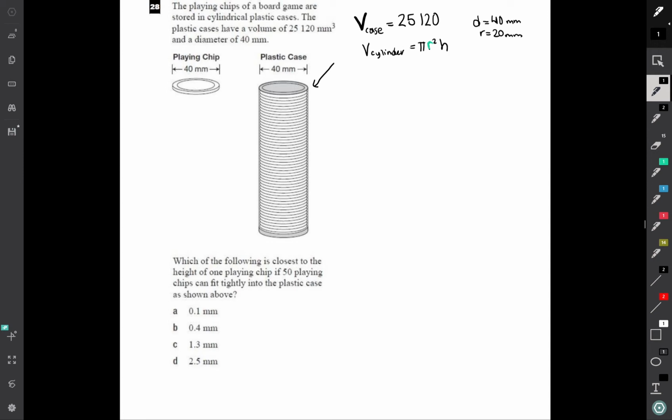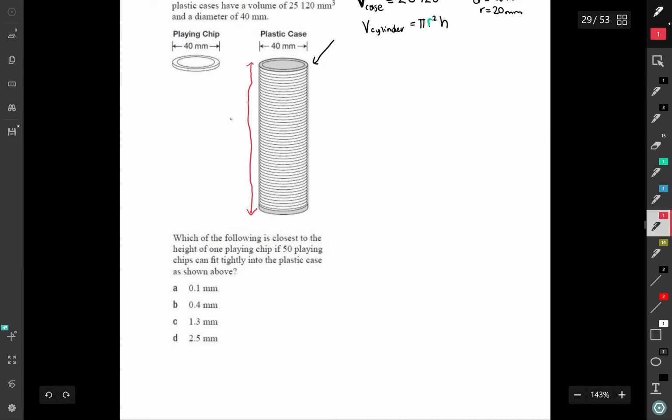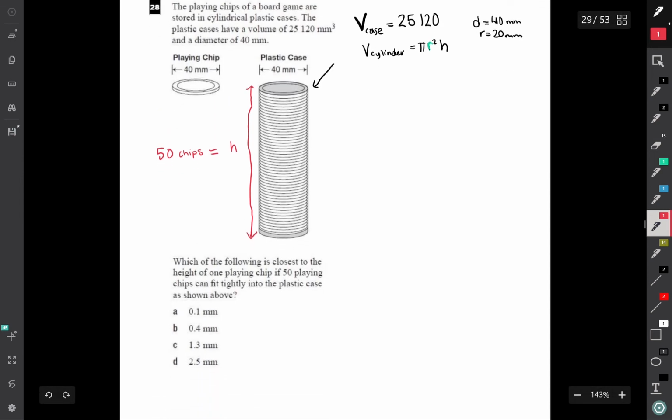Therefore, I also know that this height, whatever my height is, is going to be the height of 50 chips, right? 50 chips will have a height equal to this. And we eventually want to figure out what the height of one chip is, but we'll deal with that when we get there. So the very first thing we need to figure out is the height of the case. So let's set up an equation that can help us solve it.